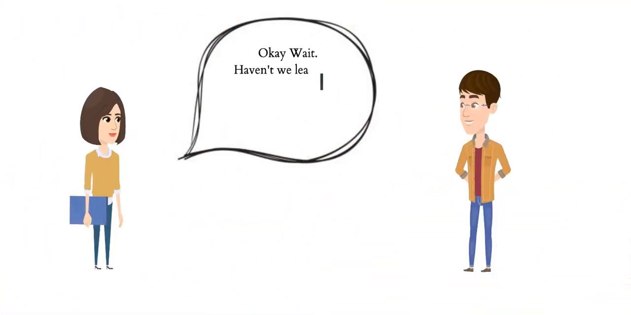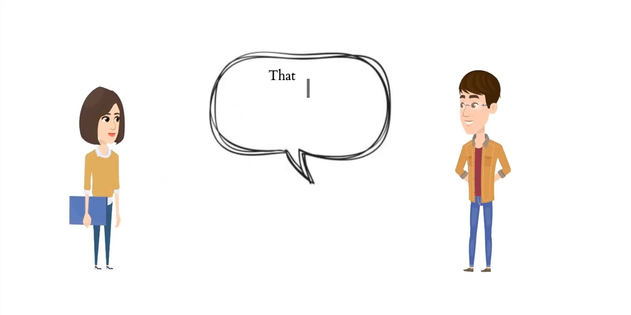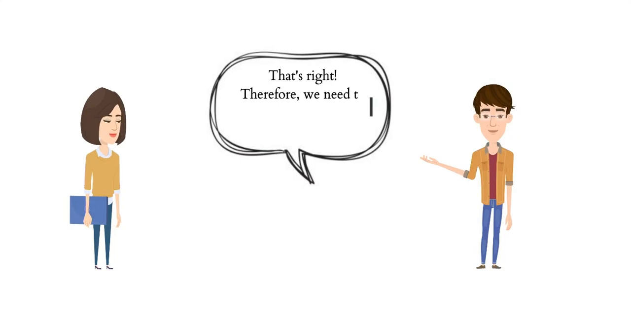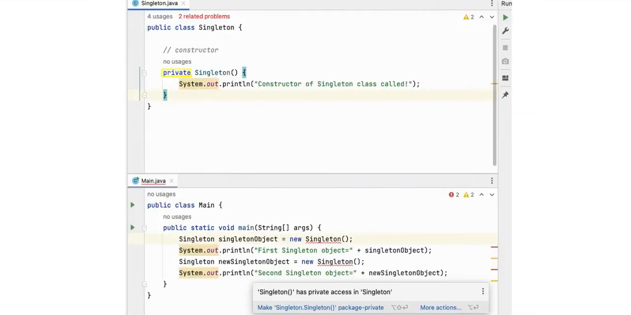Okay, wait. Haven't we learned that for singleton, we need to create just one unique object of the singleton class? That's right. Therefore, we need to restrict this multiple new object creation. The only way you can restrict object creation is by making the class constructor private. We can see that the object can't be instantiated. Great! Now that we have restricted multiple object creation for singleton class, we need to ensure that only one unique object is created and that is used by all other classes.